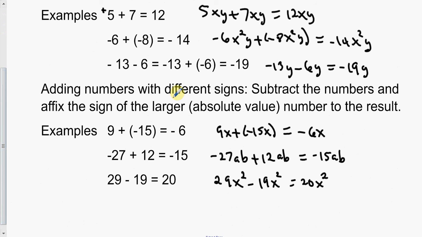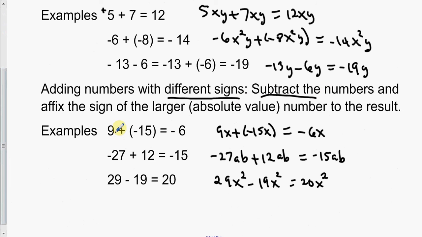Now when you add numbers with different signs, it's a little bit different. If they have different signs, subtract the two numbers, and then I'll talk about the absolute value. The absolute value of a number is just its positive value. Basically, if you measure that number, if it's negative, the measurement is still positive. If numbers have different signs and you want to add, you're going to subtract the numbers.